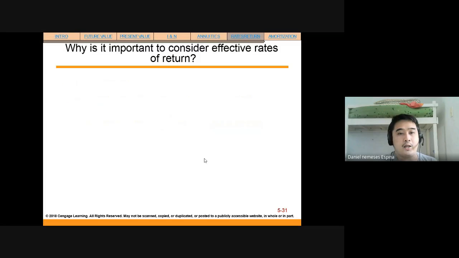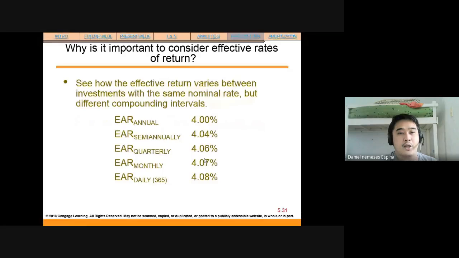So for example, a similar 4%. If the compounding is annual, it is the same 4%. Semi-annual is 4.04%. If it's compounding quarterly, it's 4.06% and so on. So the more compounding periods, the higher the effective annual rate.